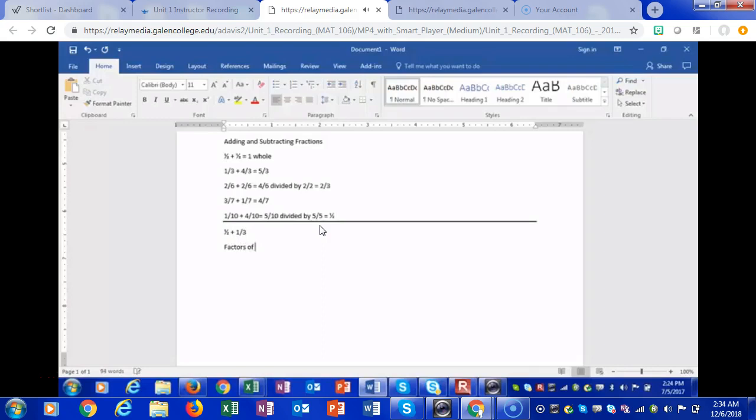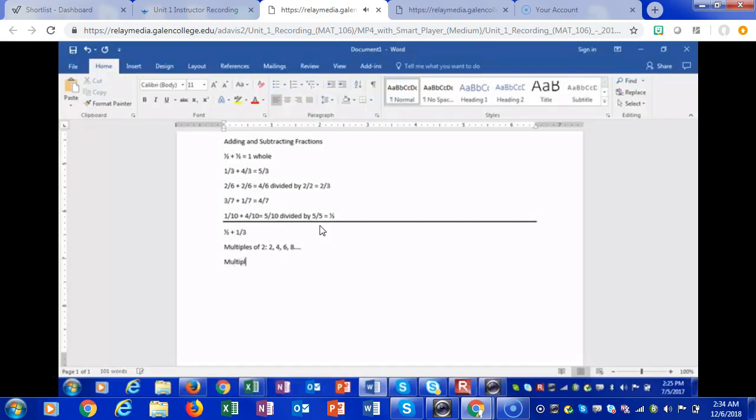Factors of 2 are 1 and 2. But if you were to look at it in terms of multiples of 2, that would be a little bit easier. Multiples of 2 are 2. 2 times 1 is 2. 2 times 2 is 4. 2 times 3 is 6. 2 times 4 is 8. So on and so forth.